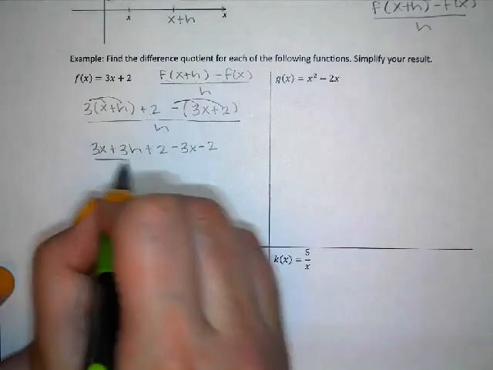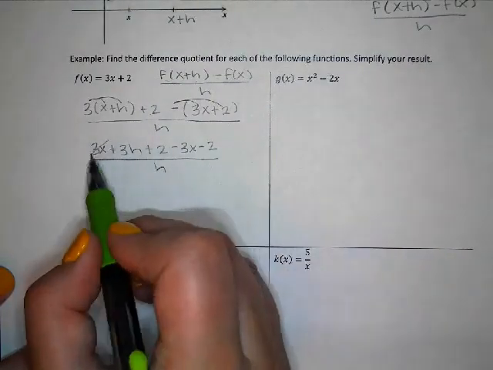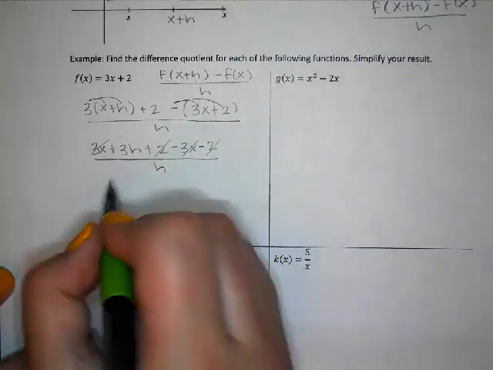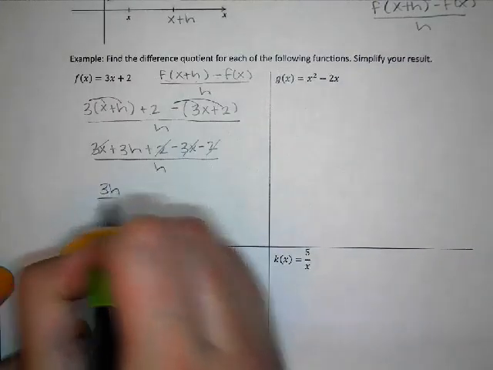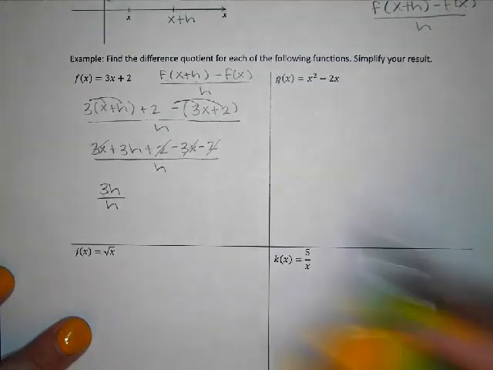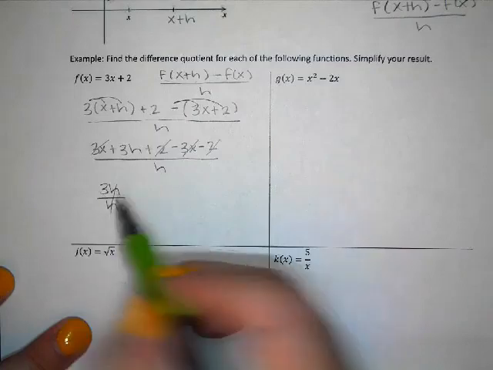divided by h. So your 3x's cancel, your 2's cancel, and you're left with 3h over h. And h divided by h is just 1. And 3 times 1 is just 3.